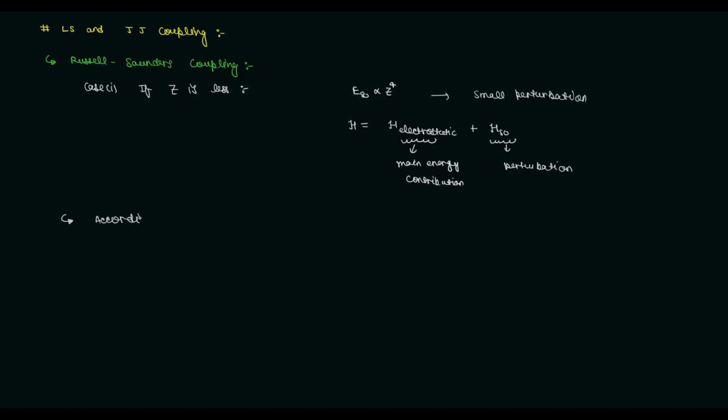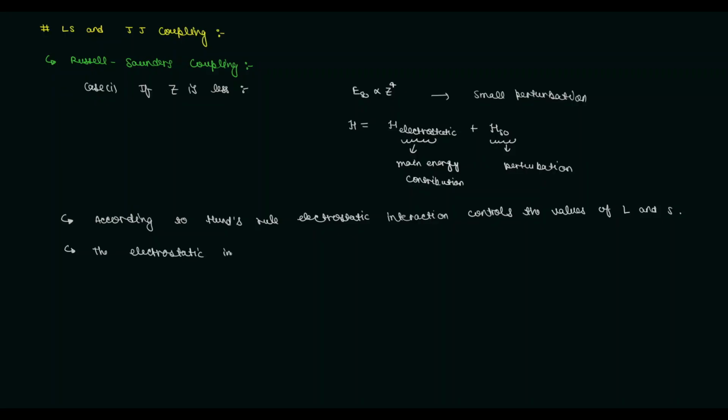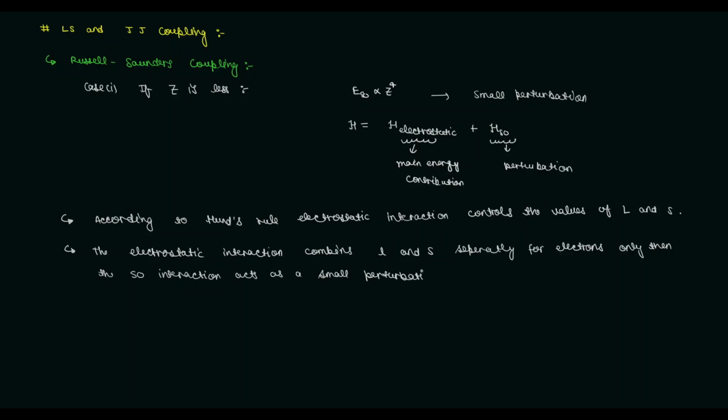Now, according to Hund's rule, the electrostatic interaction controls the value of L and S. The electrostatic interaction combines L and S separately for electrons, and only then does the spin-orbit interaction act as a small perturbation, which splits each term into fine structure levels labeled by J.